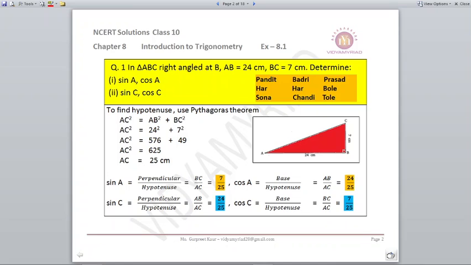Same way, what is cos A? Cos A will be base upon hypotenuse. So base is 24 and the hypotenuse is 25. So 24 upon 25. In the next case, we need to know sin C. Now look at C and its opposite is AB. So that becomes the perpendicular, AB upon hypotenuse, that is 24 upon 25. Same way cos C. For cos C, the base is the adjacent side, that is 7 centimeters, that is BC. So 7 upon 25 becomes cos C.